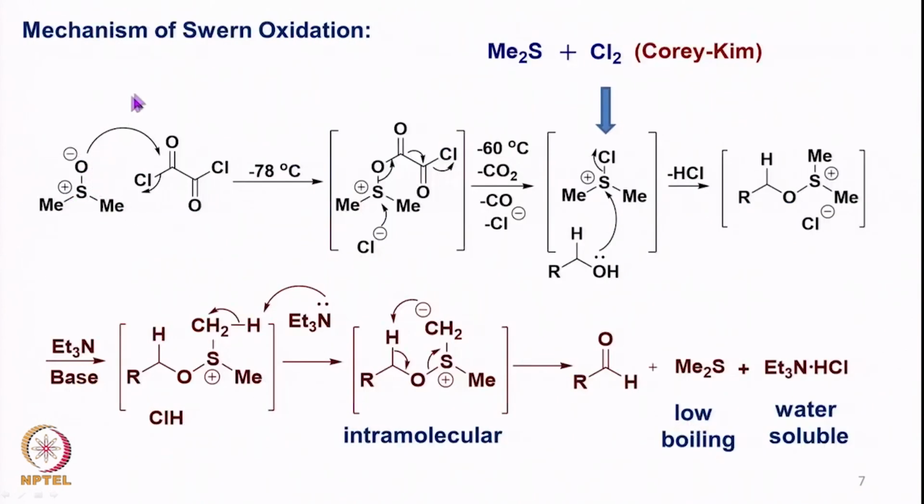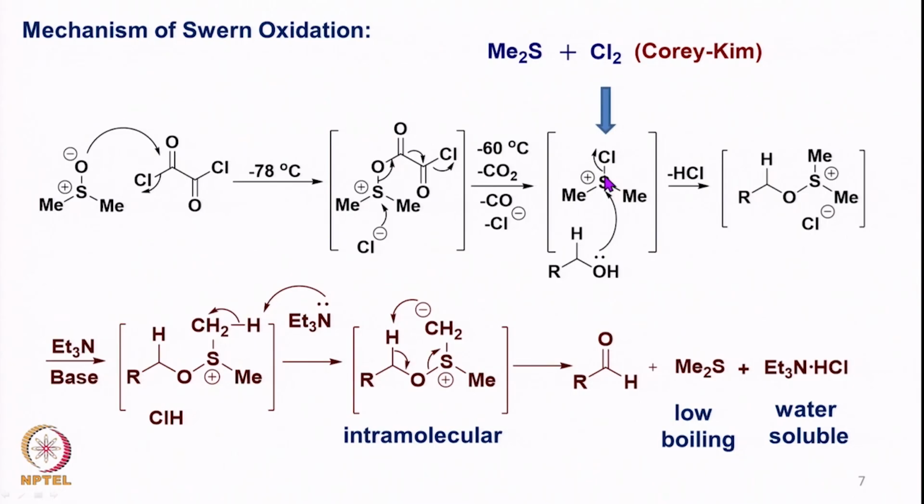So now you can see that in the mechanism of Swern oxidation, the DMSO reacts with oxalyl chloride in this particular fashion to form an oxygen-carbon bond at -78 degrees, leading to the formation of this intermediate, in which the chloride ion attacks onto the sulfur, and carbon dioxide, carbon monoxide, and of course chloride ion are released to form this intermediate, onto which the alcohol attacks, and then upon the loss of hydrochloric acid this intermediate is formed.